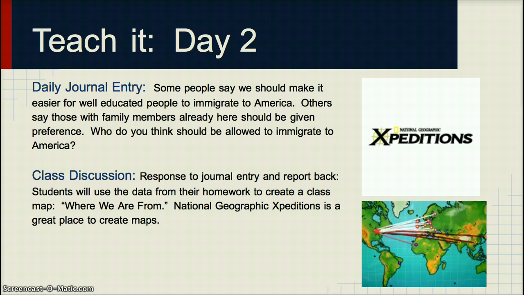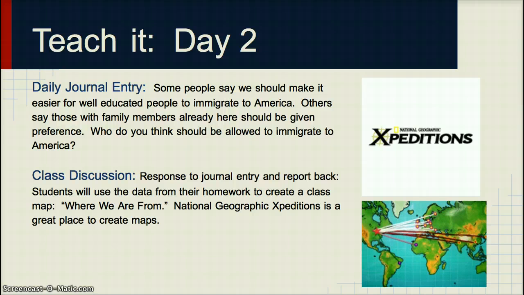So then we go to day 2. We'll start with another journal entry, and this is one that I really like. Some people say we should make it easier for well-educated people to move to America. Others say those with family members already here should be given preference. Who do you think should be allowed to immigrate to America?